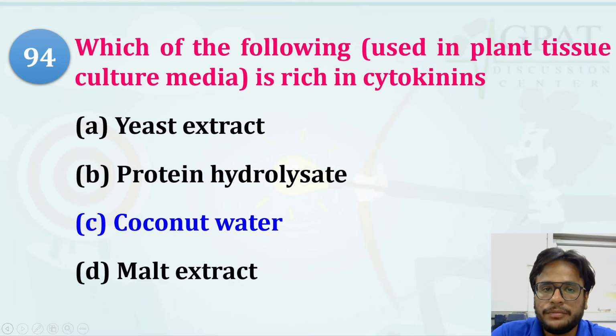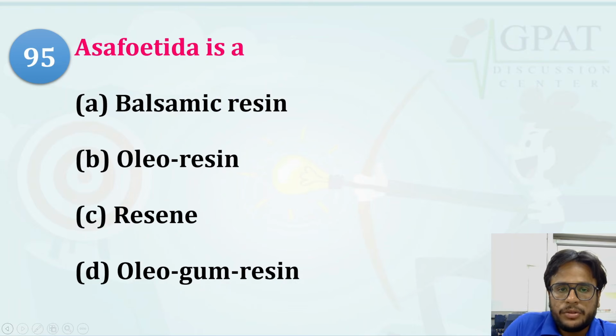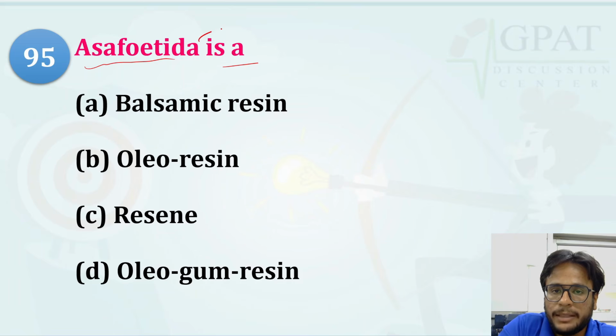Moving towards our next question, that is the 95th question: asafoetida is. Asafoetida is also known by the name devil's dung.